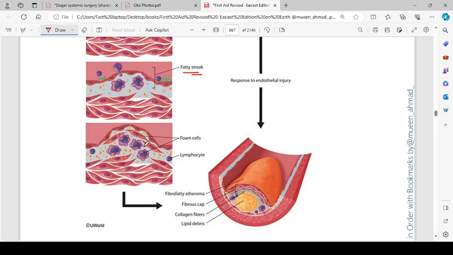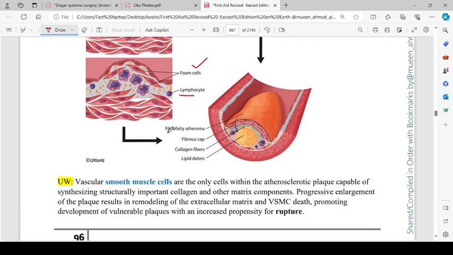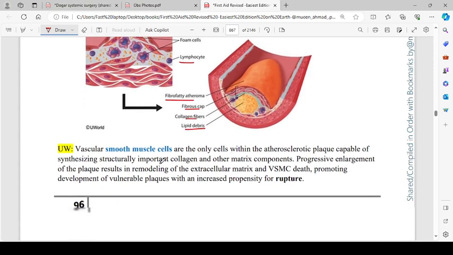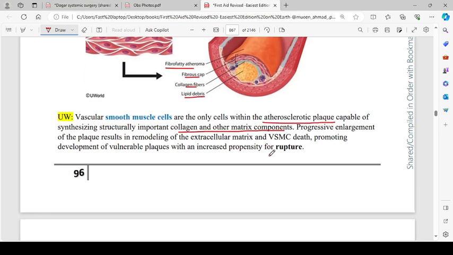Then those macrophages, and also some of the smooth muscle cells which have de-differentiated, come into the intima and also start engulfing the oxidized LDLs, and they also become foam cells. So foam cells and lymphocytes. And fibrofatty atheroma: the fibrous cap, fibrous collagen fibers, and lipid debris. The UWorld point is that vascular smooth muscle cells are the only cells within the atherosclerotic plaque that are capable of synthesizing structurally important collagen and other matrix components.